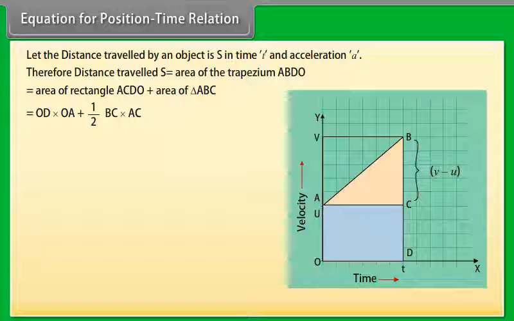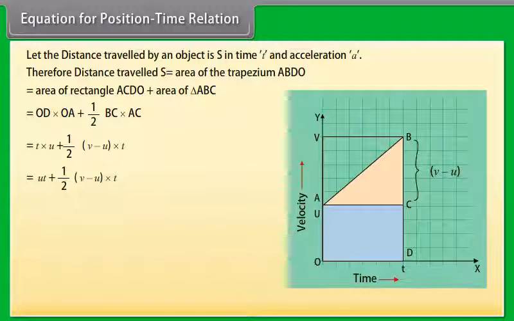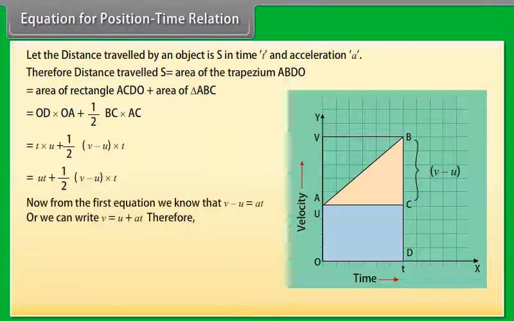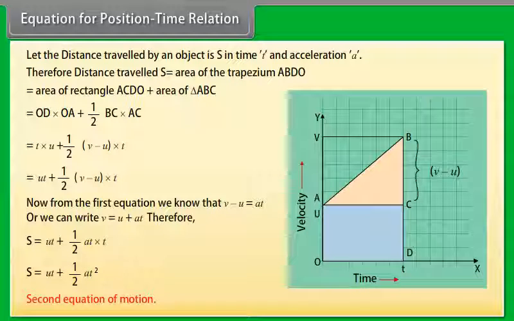Now putting the values, we get T into U plus 1 upon 2 into (V minus U) into T. On solving further, we get UT plus 1 upon 2 into (V minus U) into T. Now from the first equation we know that V minus U is equal to AT, or we can write V is equal to U plus AT. Therefore, S is equal to UT plus 1 upon 2 AT square. This is the second equation of motion.